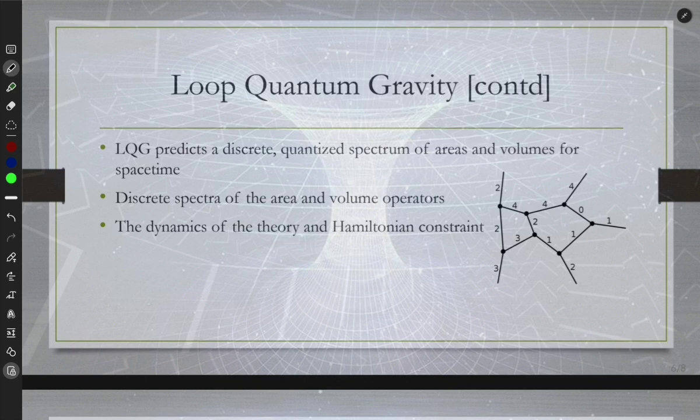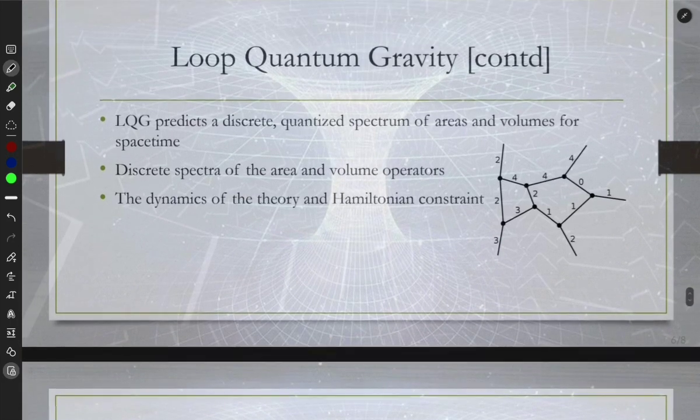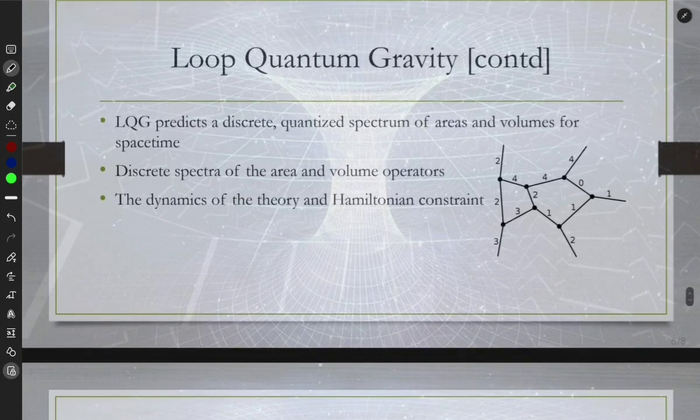So in loop quantum gravity, the area and volume are like operators and they have discrete spectra. And I can write down these operators for you. So it would be an eigenvalue equation for both of these operators, area and volume. In general, if you have any operator O and it acts on a state V, then you get some lambda, the eigenvalue, and you get the same state back, right? So this is your general eigenvalue equation.